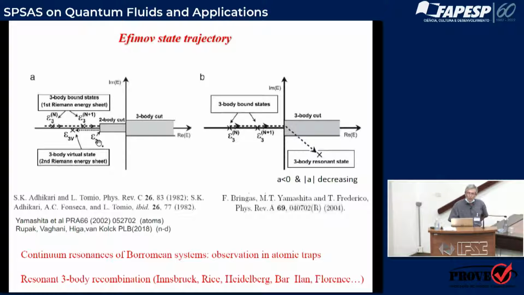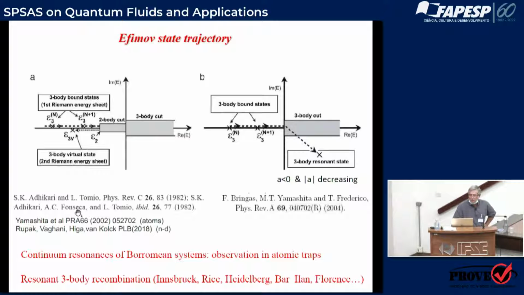So when you change epsilon 2, your trimer, if you increase epsilon 2, your collapsed Thomas state or Efimov state comes to the threshold, to the two-body cut, we say. So here is the dimer energy. And then what happens? When you do not have a Borromean, but the dimer is bound, as I mentioned, it becomes a virtual three-body state.